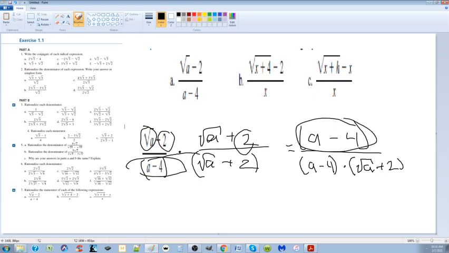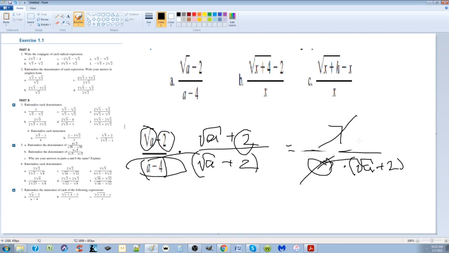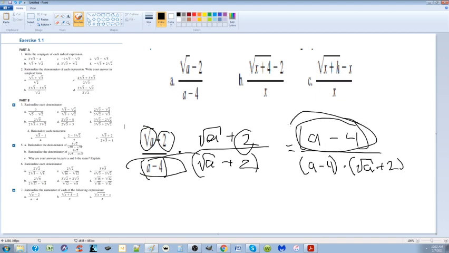Imagine if that just said 7, and that just said 7. It would be easy to see that they cancel out, right? Because it's a number times something, and just a number up here. Well, this is the same thing. This whole thing in the bracket exists in a bracket down here that's multiplying something. So these can cancel out, and you're simply left with 1 over the square root of a plus 2.